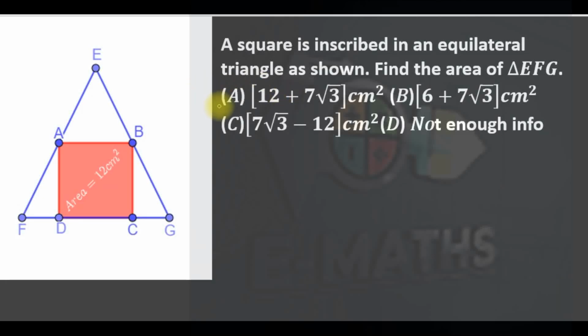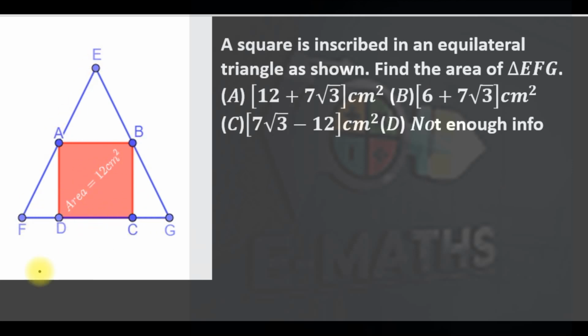Okay, we are asked to find the area of triangle EFG if it's an equilateral triangle and a square is inscribed in it as shown. The first thing that will make my solution very short is that there is a relationship connecting a square inscribed in a triangle.